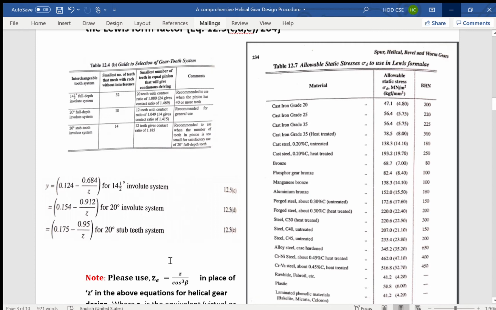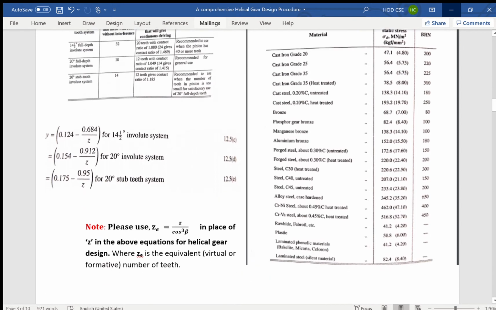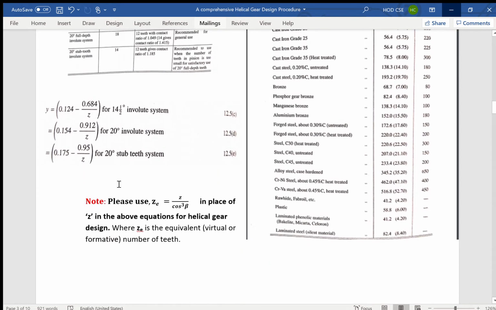So here, in the case of helical gears, instead of using Z, one should use Zv, that is the equivalent number of teeth or virtual number of teeth. It is also called the formative number of teeth. Zv is equal to Z divided by cos cube beta. So in place of Z, we need to use Z divided by cos cube beta.